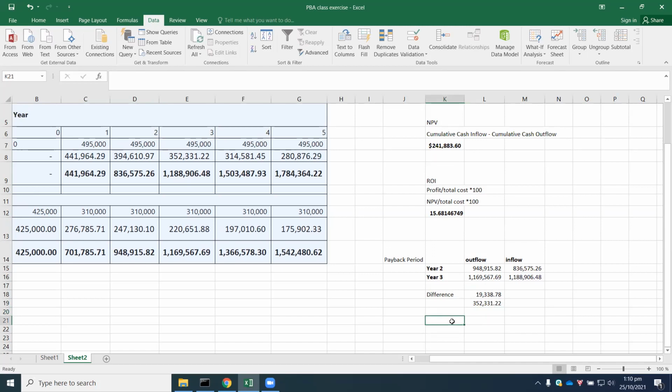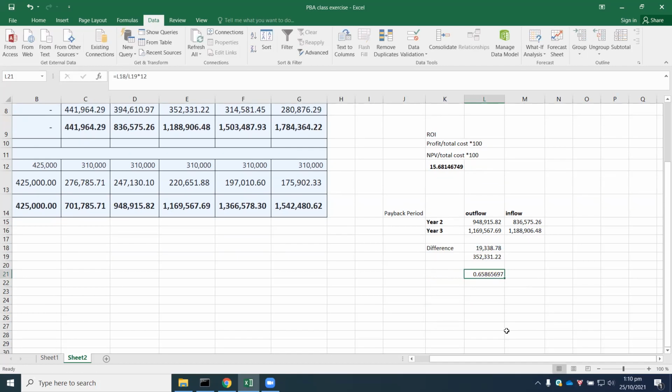Now, to find out the payback, it would be the difference for year 3 divided by the inflow within that year multiplied by 12. You get 0.65. Now, anyone got a similar answer as such?